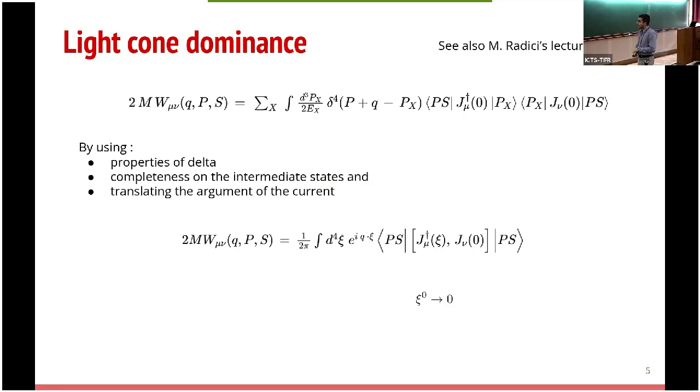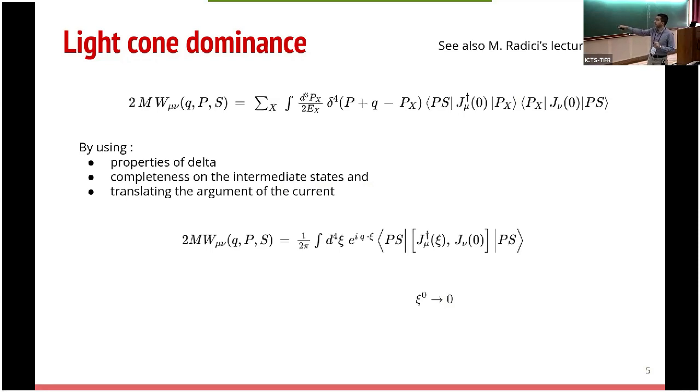By the way, the delta function that was here meant that if P is the momentum of the hadronic target, and q is the momentum of the external probe, this delta tells you that the momenta have to add up. So you have q hitting the target with momentum P, and the remnants, the leftovers of the reaction, have momentum Px. This delta function tells you, of course, that momentum has to be conserved. For inclusive DIS, this is what happens at the mathematical level.